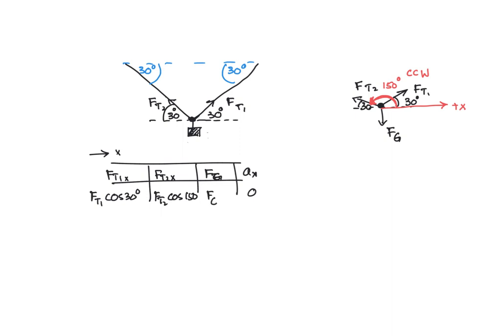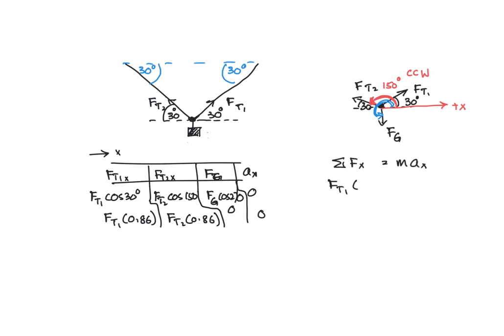And Fg does not come into play because it is at an angle of 270 degrees, and that angle, if I mark using a different color, here you have that blue 270 degrees. So if I plug the numbers in, FT1 0.86, and here you have FT2 0.86, and then this term goes away, and that's pretty much it, right? So let me actually redraw these lines, and the x is 0. So if you use sum of Fx equals mass times ax, here you have FT1 times 0.86.